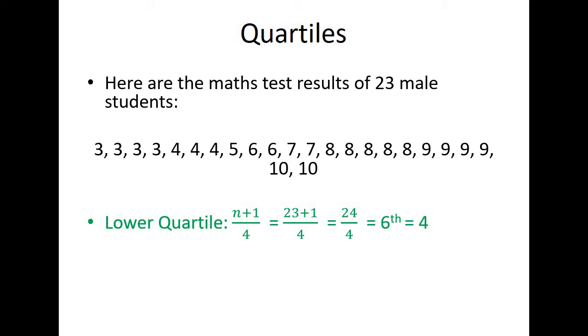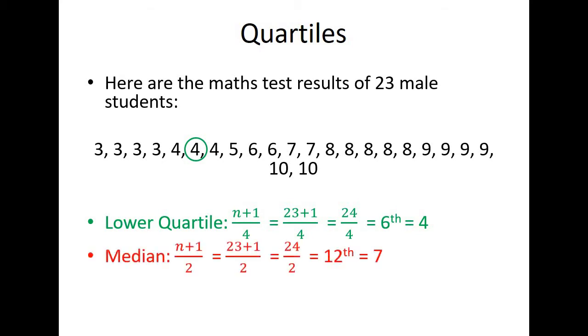Really common mistake people make is to write that the lower quartile is 6. So they find the position and write that as the answer. But that just tells you whereabouts the lower quartile falls. So you find 6th position, assuming you've got your data in order already.